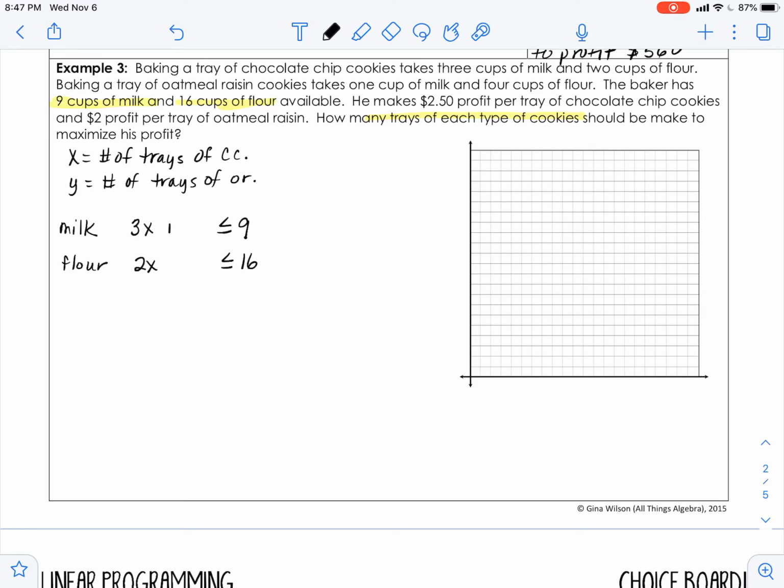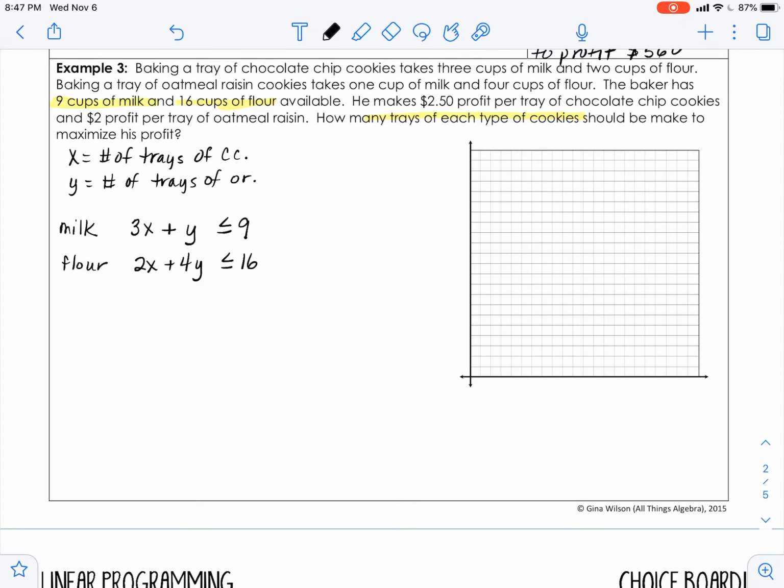And oatmeal raisin takes 1 cup of milk, and oatmeal raisin takes 4 cups of flour. So you do have to be a little bit careful, because first instincts would be to jump in and say 3X and 2Y for the 3 cups of milk and the 2 chocolate. But again, you've got to go look at what they gave you. You have a total of 9 cups of milk and 16 cups of flour. So every bit of this is talking milk, and the second one is talking flour.